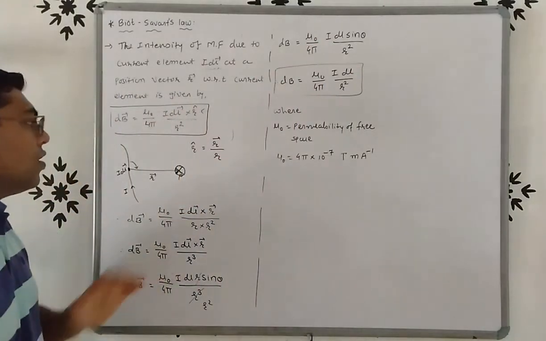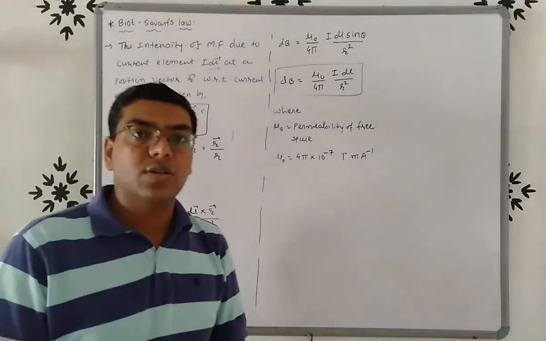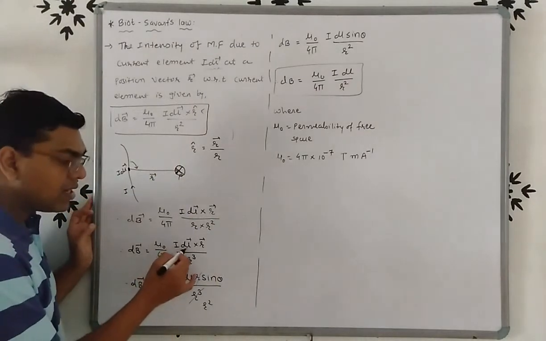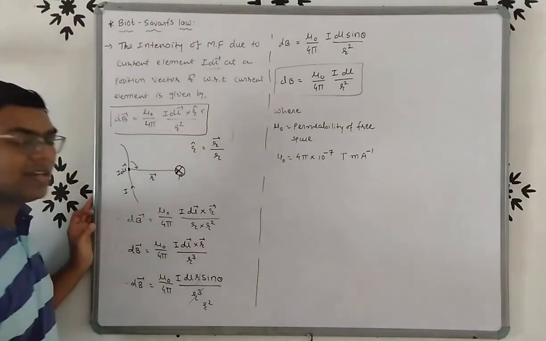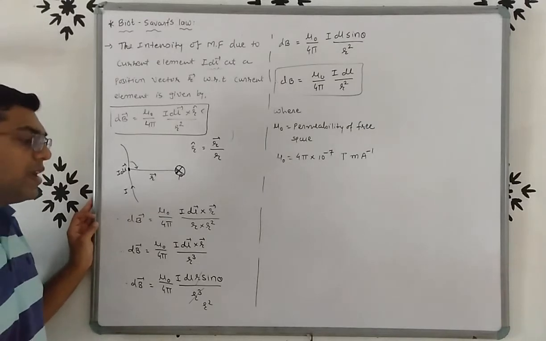Then what is the direction of magnetic field, inward or outward? To define the direction of magnetic field, see here there is a vector product between dl cross vector r. So you have to move the screw from dl to r.